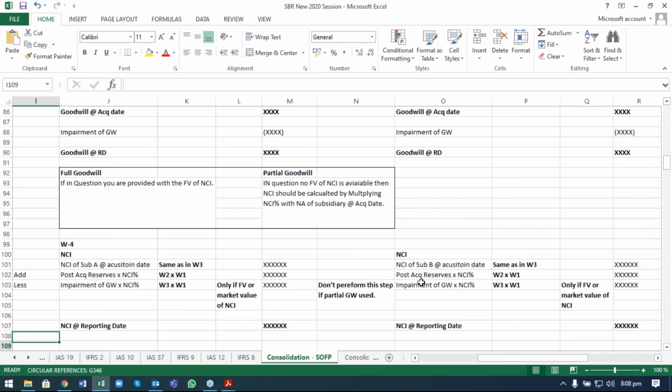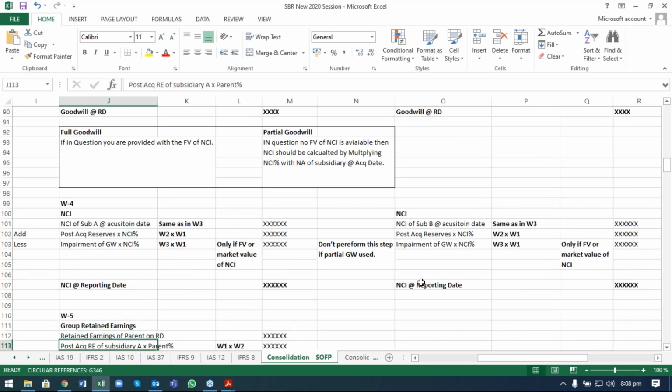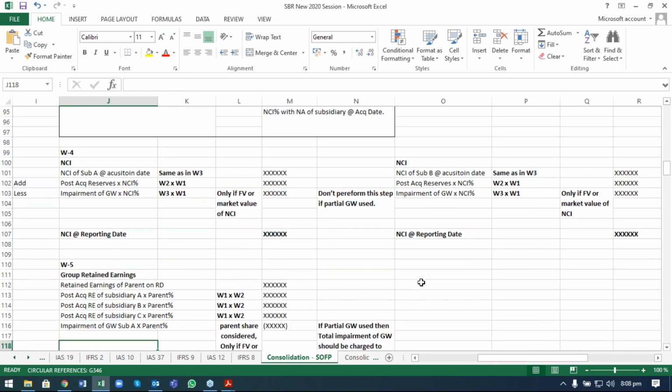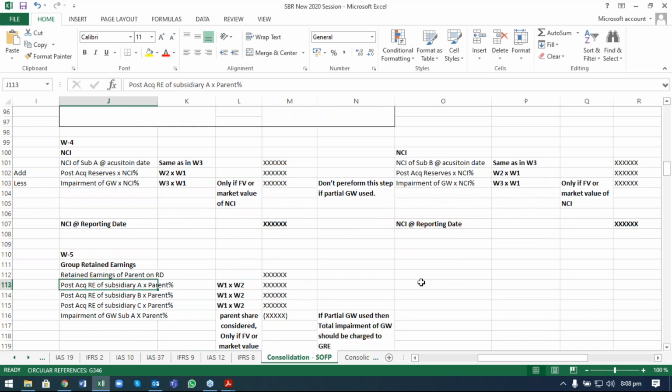Next step is the group retained earning. So this group retained earning is a single working for all these subsidiaries. Group retained earning includes retained earning of parent on reporting date. You have to add post acquisition retained earning, which was provided in working number 2. Right now we have looked into it, multiply by working 1.